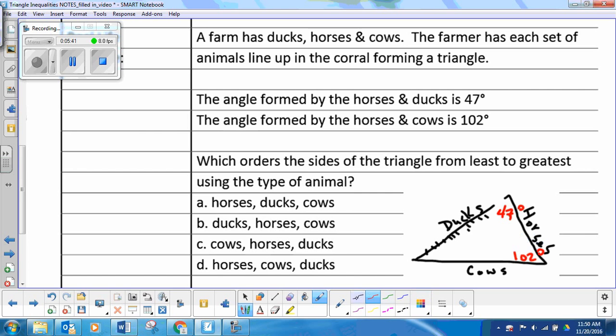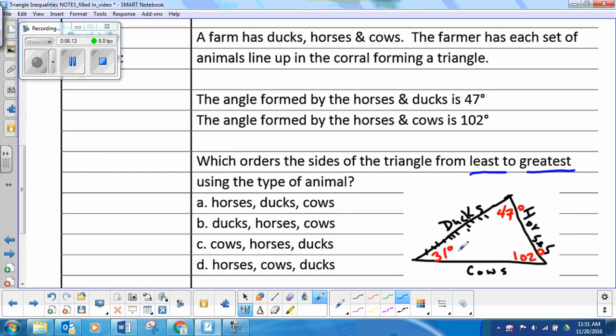And look at that, of course, they have not given us the third angle in our triangle. So go ahead and pause the video and let's put in the third angle in that triangle based on what we know about the sum of the angles in any triangle. And you should have gotten that was 31 degrees. So we've got 3 angles formed with our animals, and it says here which orders the sides of the triangle from least to greatest using the type of animal.